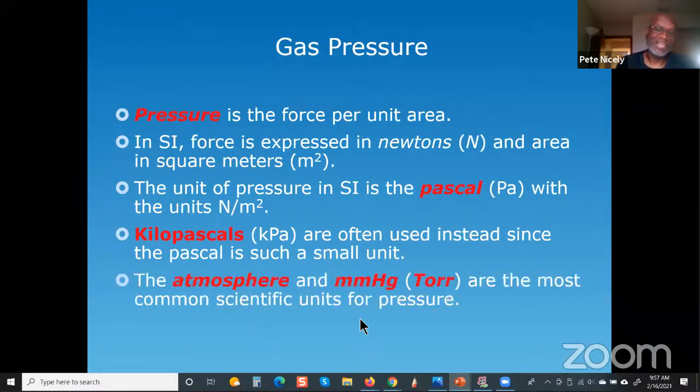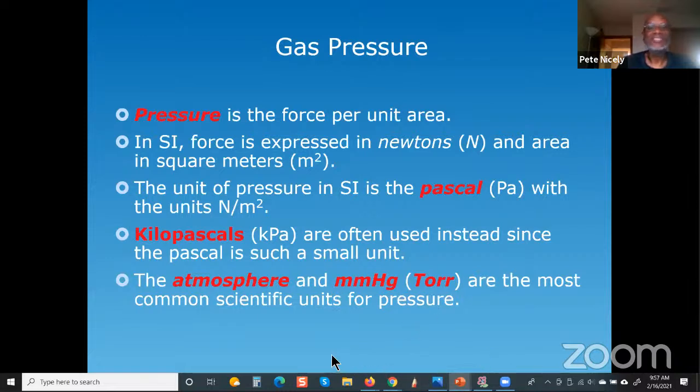And there are some other units as well that are used in science. One is the atmosphere, all right? We're going to talk about how we come up with this unit here. And then we have what's known as the millimeter of mercury unit. We're going to explain what that means. And it turns out that there's yet another unit, the torr, and the torr and the millimeter of mercury unit are the same, right? So 1 millimeter of mercury is equal to 1 torr.